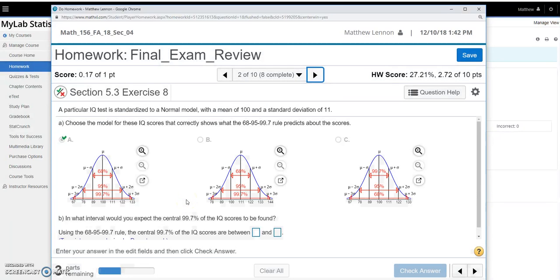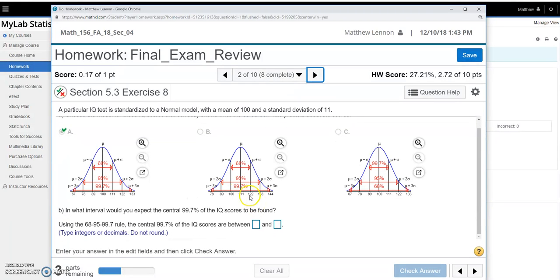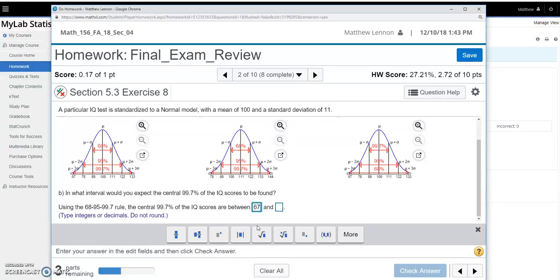So the next one is the 68, 95, 99.7 rule. So again, we know in between the middle two, we have 68, 95, 99.7. So to figure out the tick marks, you can do that by taking 100 and just adding multiples of 11, which is probably the easiest way. So 100 should be your middle number. So that's either A or C. In this case, it turns out to be A. So if it asks what interval you'd expect the central 99.7% to be in, you would go 3 below, 67, to 3 above, 133, and similar for other types of questions.